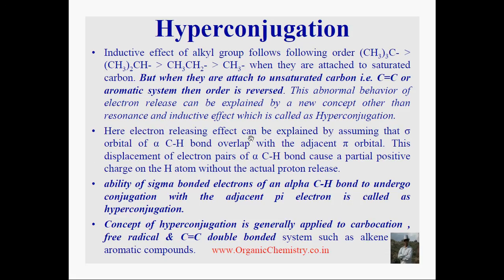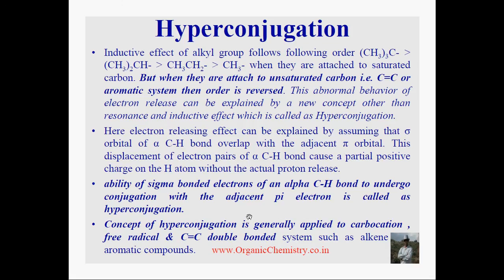Here, the electron releasing effect can be explained by assuming that the sigma orbital of the alpha carbon-hydrogen bond overlaps with the adjacent pi orbital. This displacement of the electron pair of the alpha carbon-hydrogen bond causes partial positive charge on the hydrogen atom without actual proton release. The ability of sigma bond electrons of an alpha carbon-hydrogen bond to undergo conjugation with the adjacent pi electrons is said to be hyperconjugation.